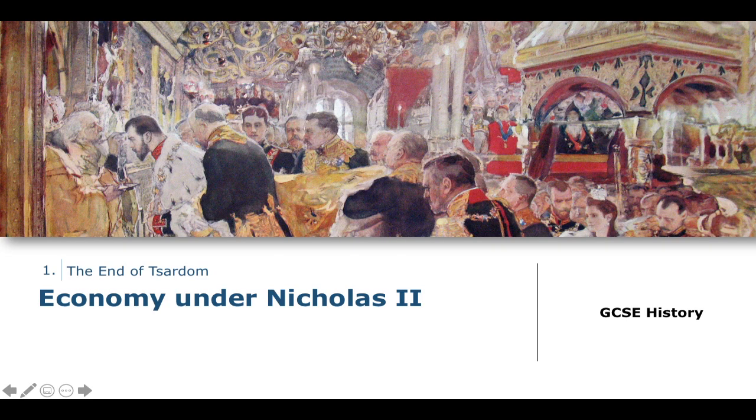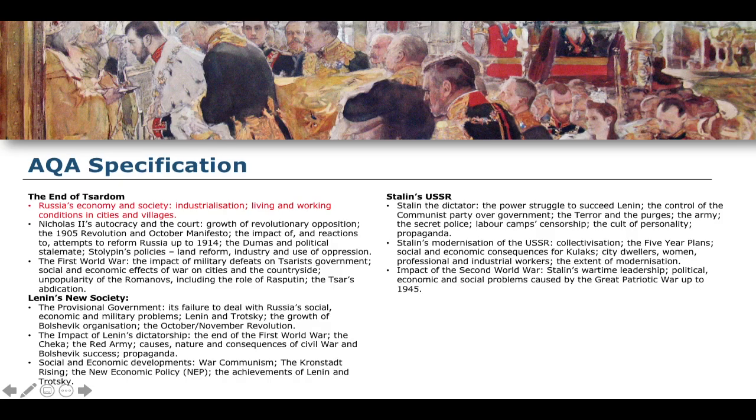Welcome everyone to our studies in GCSE history, specifically looking at the Tsardom and Communism topic. This lesson is going to talk about the economy and society under the reign of Nicholas II. So this is what the specification looks like. Highlighted in red is what we're going to be exploring in this lesson.